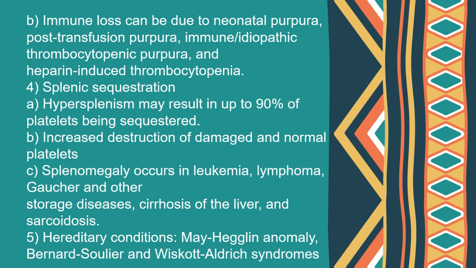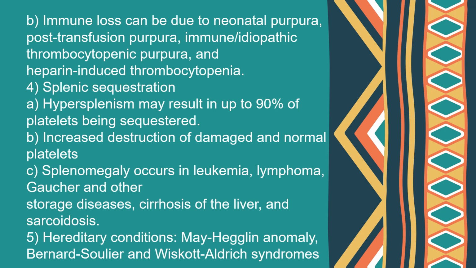Immune loss of platelets can be because of different purpuras: neonatal purpura, post-transfusion purpura, immune and idiopathic thrombocytopenic purpura, and heparin-induced thrombocytopenia. The fourth reason is splenic sequestration. Hypersplenism may result in about 90% of the platelets being removed. There will be increased destruction and damage of normal platelets, and splenomegaly may occur because of leukemia, lymphoma, Gaucher's disease, and storage diseases, cirrhosis of the liver, and even sarcoidosis.